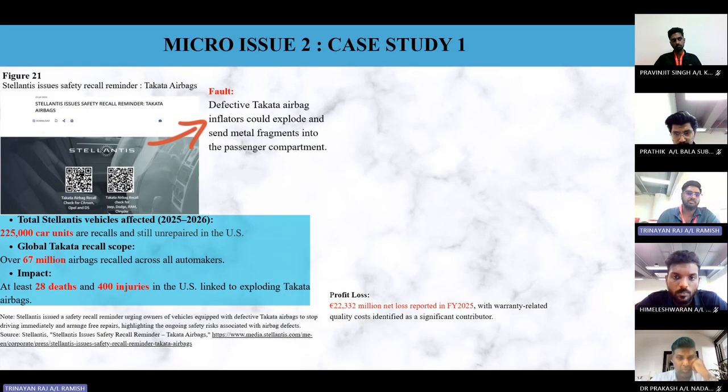For the first case study, I will focus on Stellantis and the Takata airbag recall. The main problem was defective Takata airbag inflators, which could explode and send metal fragments into the passenger compartment. For Stellantis, around 225,000 vehicles in the US were affected, while globally, more than 67 million Takata airbags were recalled across different manufacturers. The safety impact was serious: at least 28 deaths and 400 injuries in the US linked to Takata airbags.